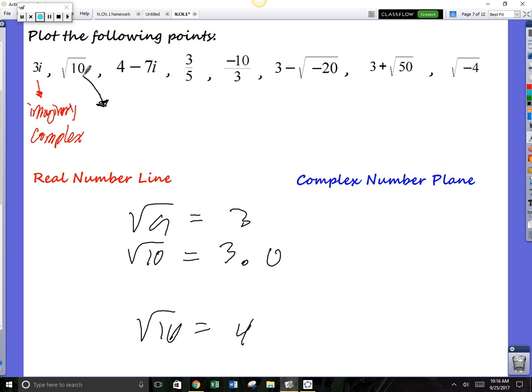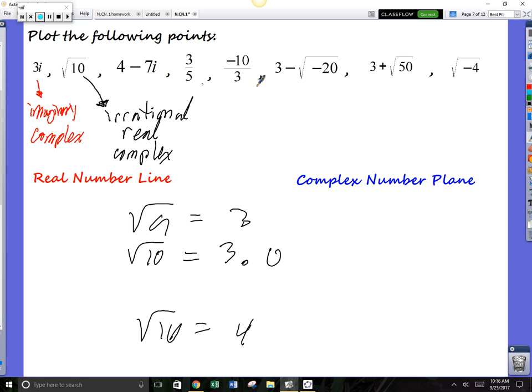Now, square root of 10. What kind of number is square root of 10? It is irrational. What else is it? If it's irrational, it has to be real. And now, we're saying it is also complex. Every number is complex.